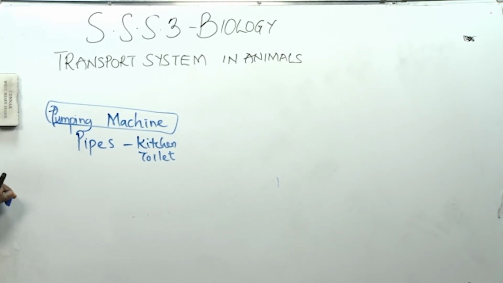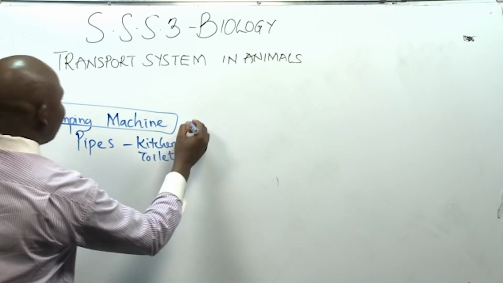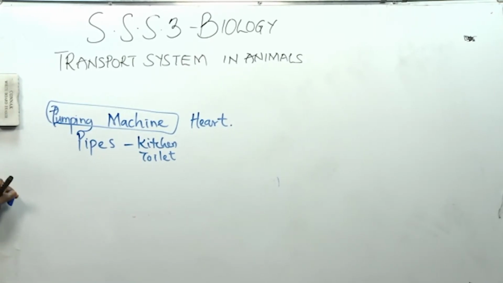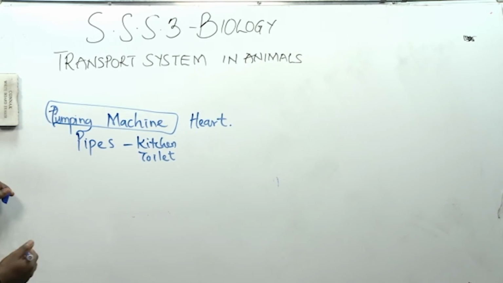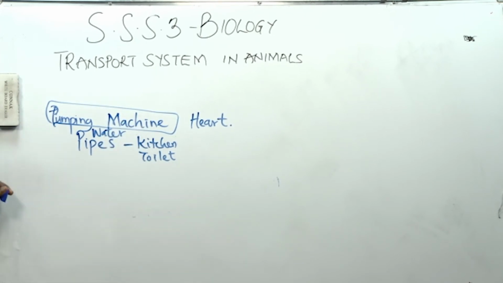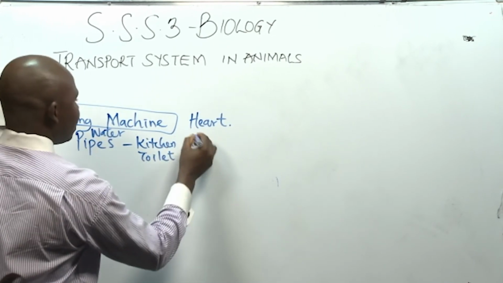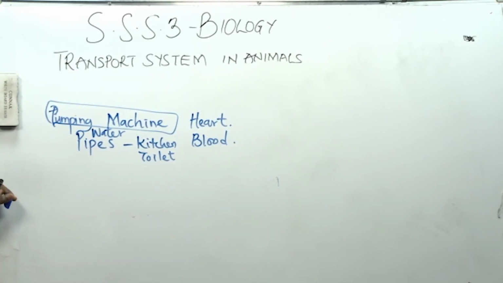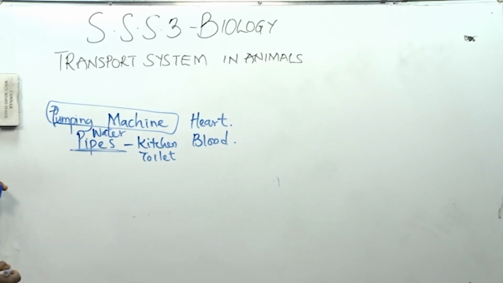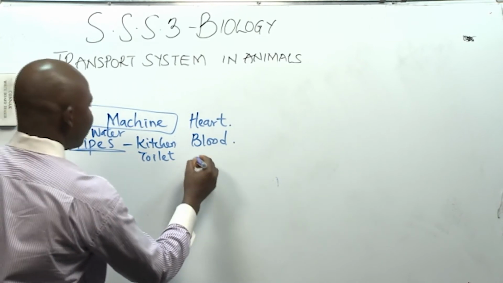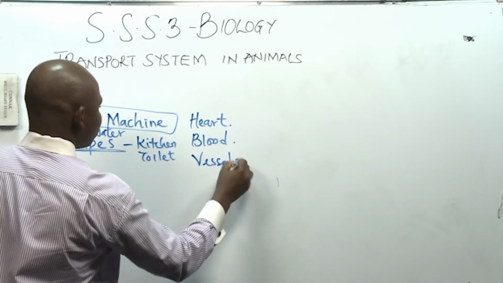In any transport system, we said there must be a pumping device. A pumping device here in the body of man is the heart. It's the one that helps to pump. And now the fluid, just like you have water that this machine is pumping, the same way we have the blood that is being pumped. And just like you have pipes taking that water from the pumping machine to where it is needed, we have vessels, which we call blood vessels.